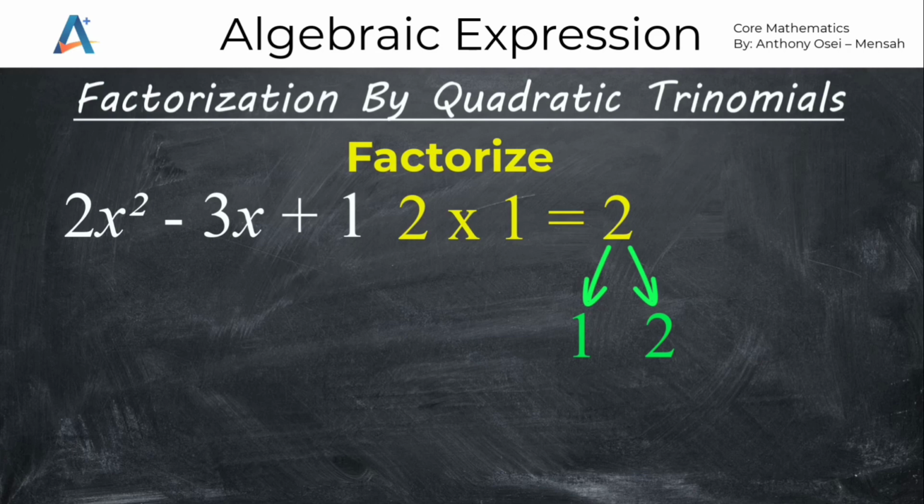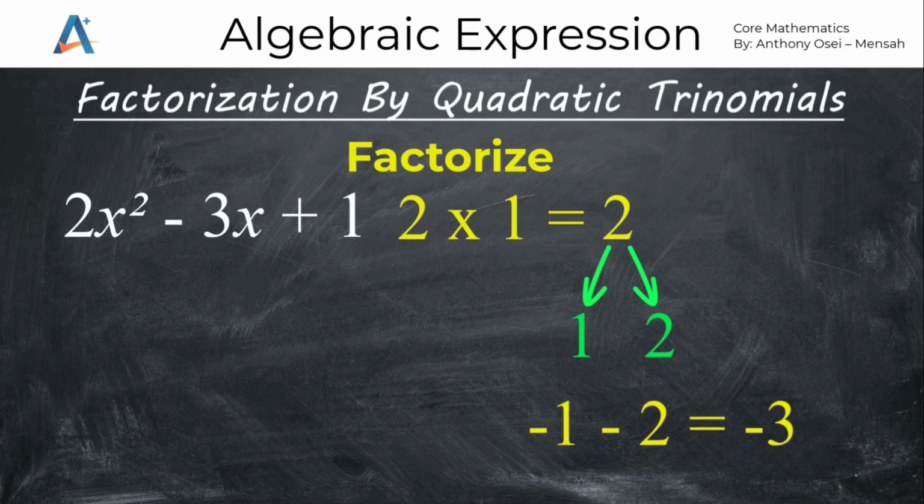Now let us see something. 1 times 2 produces 2, but we have to make sure that 1 plus 2, or the other way around, the subtraction must give the middle term, and the coefficient of the middle term here is minus 3. So how can we get minus 3 from 1 and 2? It is just simple. Minus 1 minus 2 will produce minus 3.